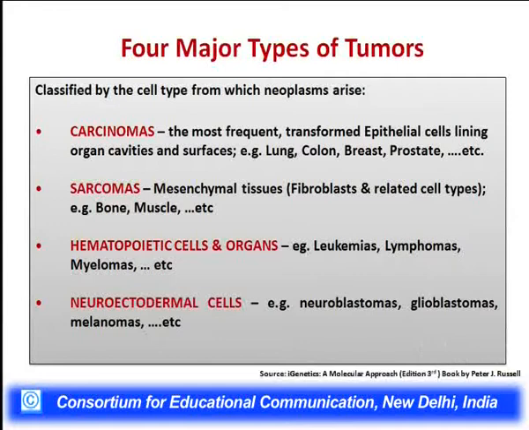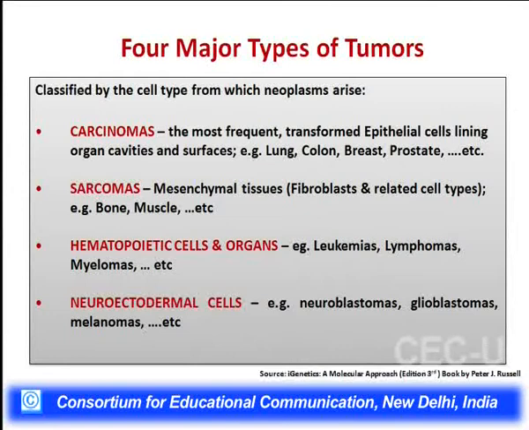Now, if we come to the four major types of tumors which have been classified, the first tumor is called the carcinomas. This is the most frequent one which has been found. It is the transformation of the epithelial cells lining, especially those present in the oral cavities and the surfaces, which transform into tumorous growth. These are the carcinomas. Cancers are majorly found in the lung, colon, breast, prostate, etc., these particular organs.